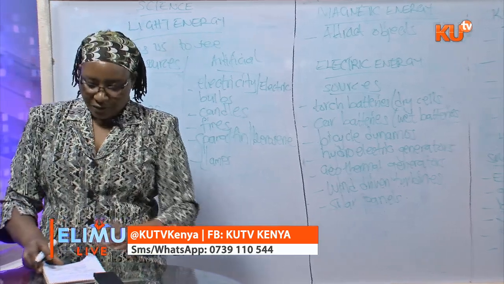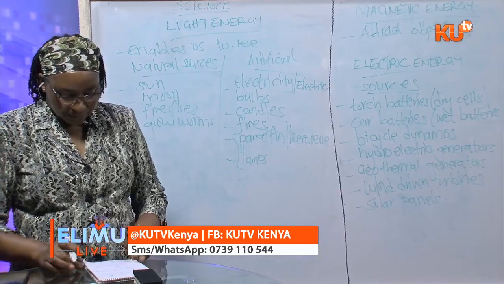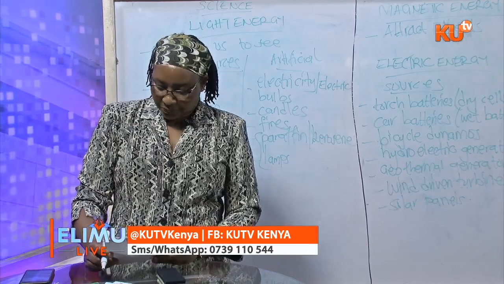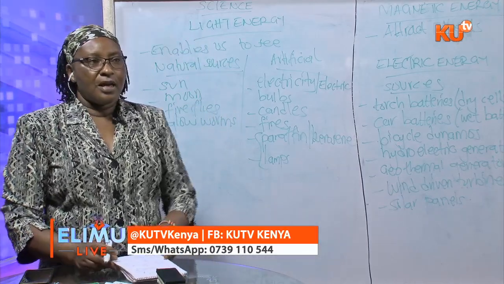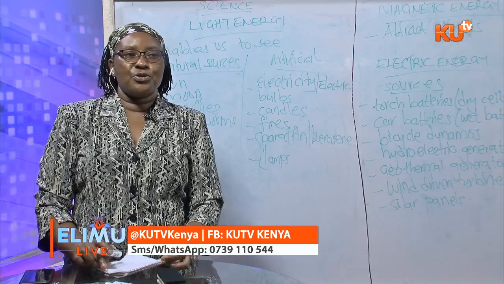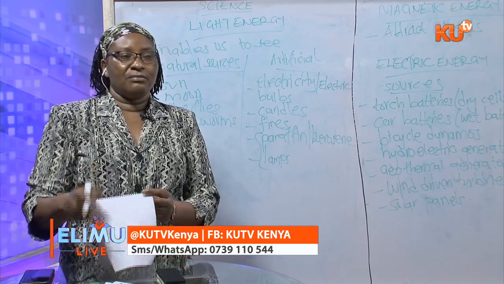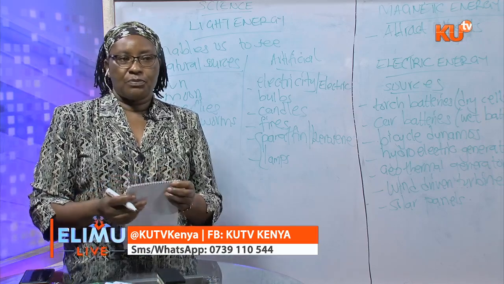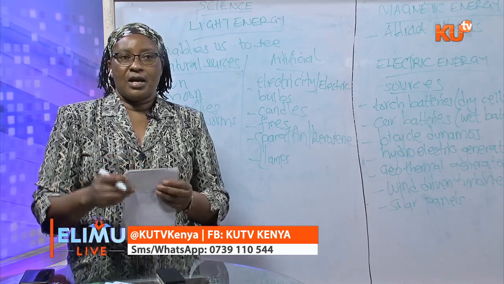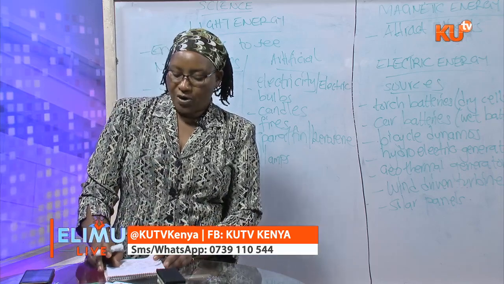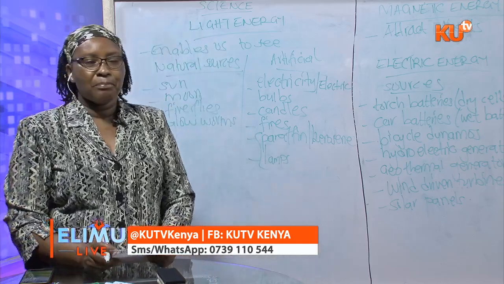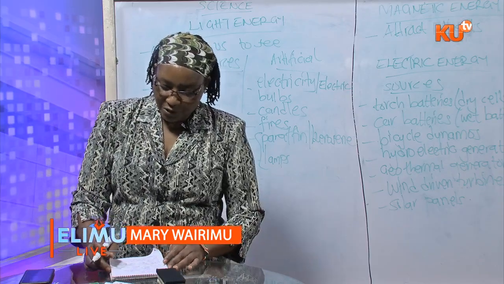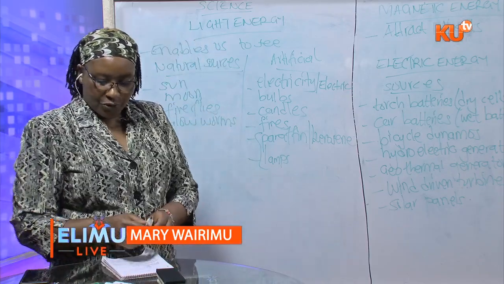Now, there's an activity you can do simply at home. You take a bulb and connect it to dry cells using a copper wire, and you feel the bulb. When you feel the bulb, you can write down what you are going to feel, whether the bulb is cold or whether it is warm. And of course, you can also see the light. So that is your activity to do at home. And now I move on to sound energy.